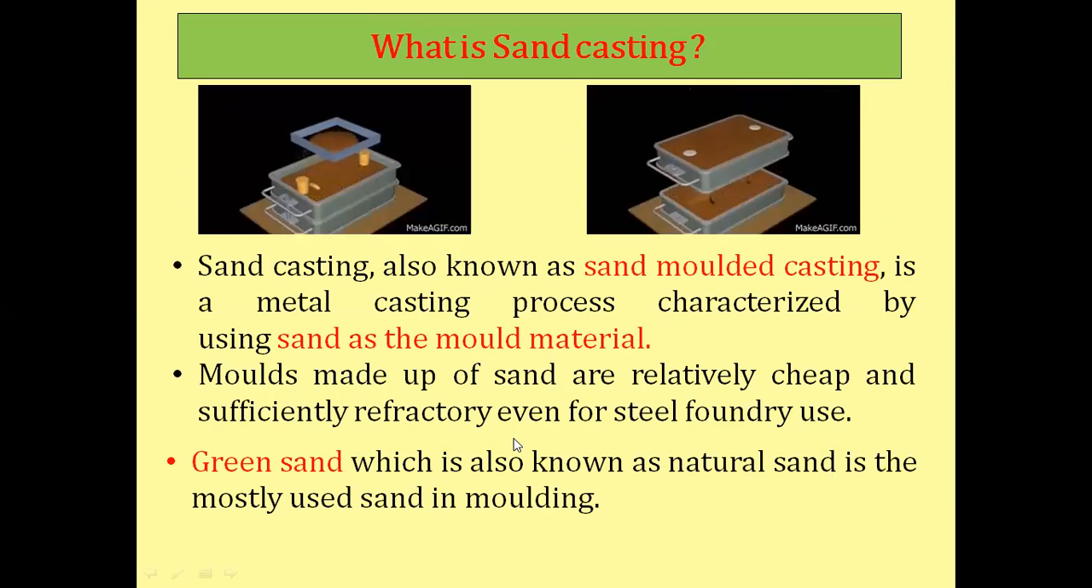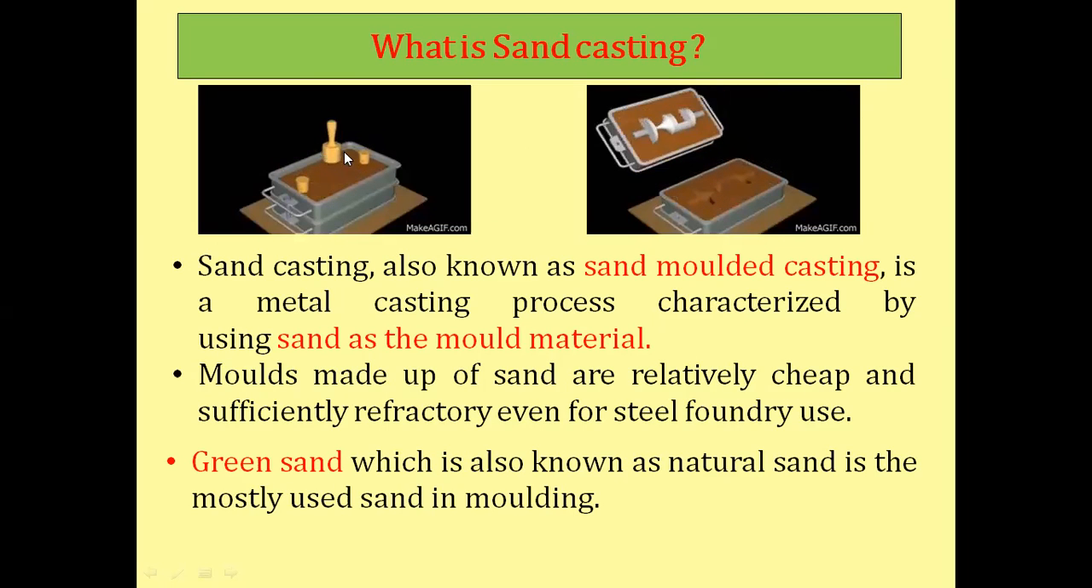Okay, now first, what is sand casting? Sand casting, also known as sand molded casting, is a metal casting process characterized by using sand as the mold material. As you can see in the images, there are two halves of the sand casting process. One is the bottom part, called the cope, and the upper part is called the drag. Cope and drag form the assembly of that mold.